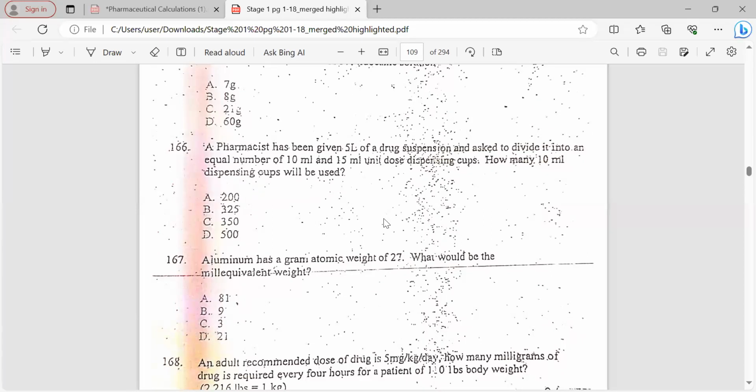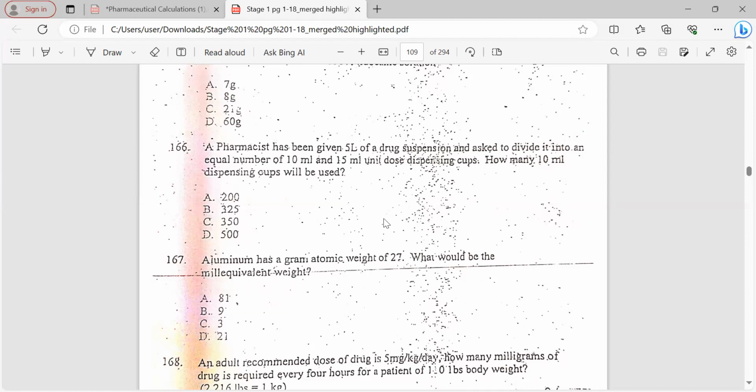Then a pharmacist has been given 5 liters of a drug suspension and asked to divide it into equal number of 10 ml and 15 ml unit dose dispensing cups. How many 10 ml dispensing cups will be used? So, he wants to divide into an equal number of 10 ml and 15 ml. So he puts 1 of 10, 1 of 15, and then the next one, 10, 1 of 15.